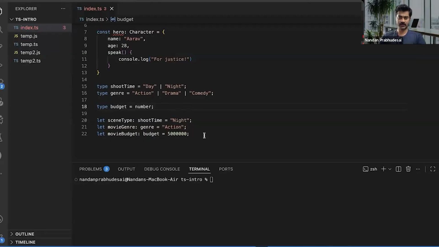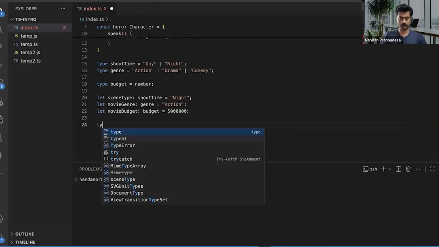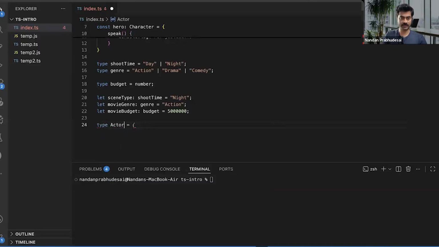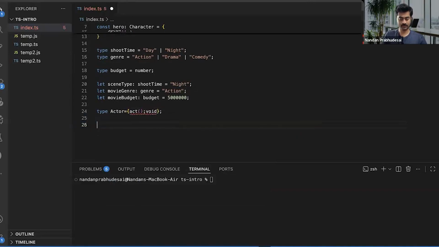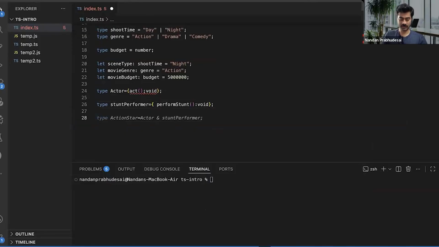So let's say I have my actor of type actor, and I have a function, he will act, which is of type void. Then I have my type as stunt performer, which will perform stunt, which is again of type void. Now type stunt actor should do both. He should be an actor as well as a stunt performer. So let me define that.